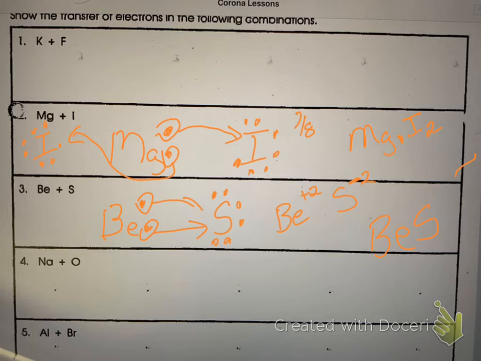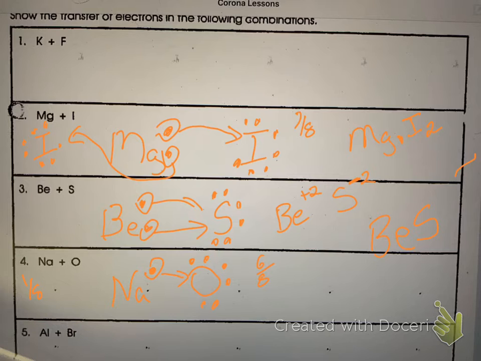Now, let's take a look at number 4 here. We've got Na, sodium, so I'm going to write my symbol there. And sodium has 1 valence electron. Now, oxygen has 1, 2, 3, 4, 5, 6. Sodium has 1 out of 8, which means it's going to give away its electron rather than try to find 7. Now, oxygen has 6 out of 8, which means it needs 2 electrons to be happy.